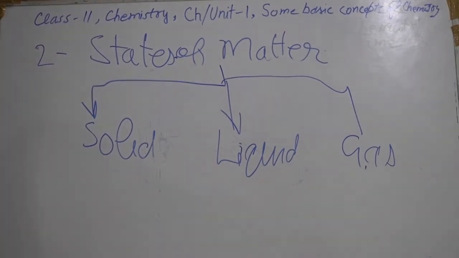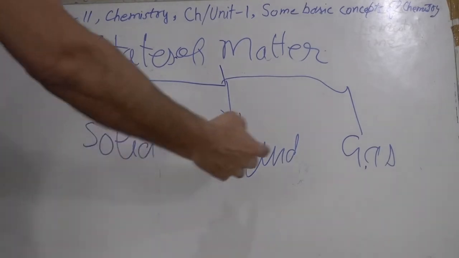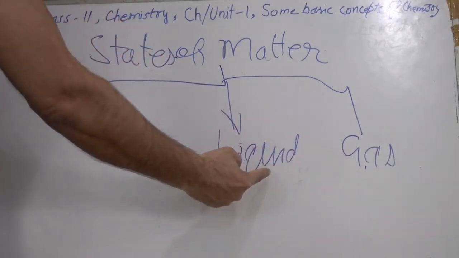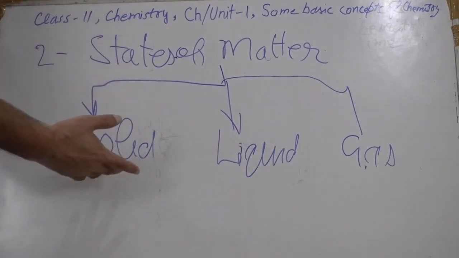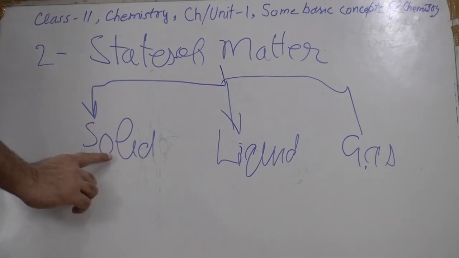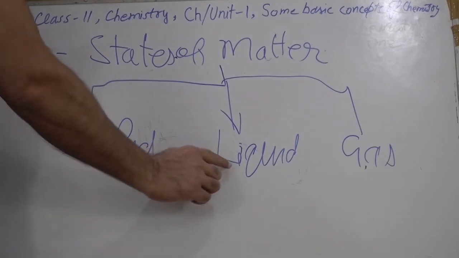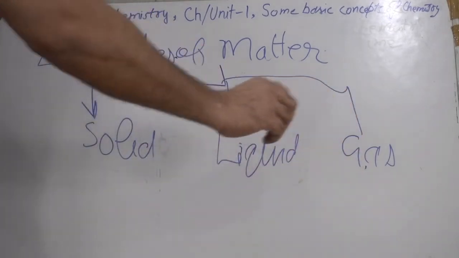Through this activity, I tried to explain that what happens when energy is changed or increased or decreased of the molecules. If we decrease the energy of the gaseous molecules, they turn to liquid and then to solid. And if we increase the energy of the molecules, then from solid they turn to liquid and then to gaseous state.